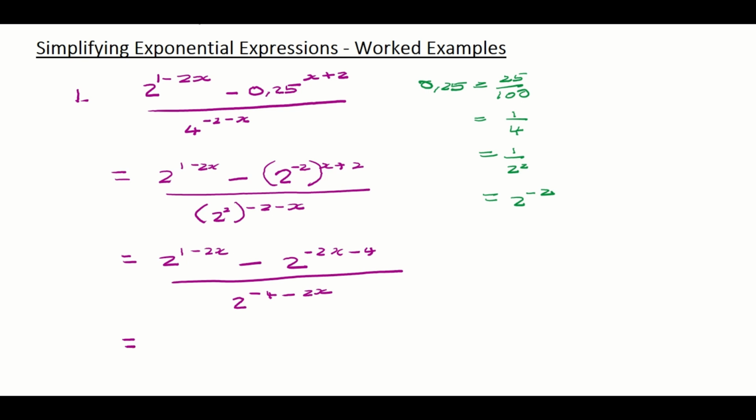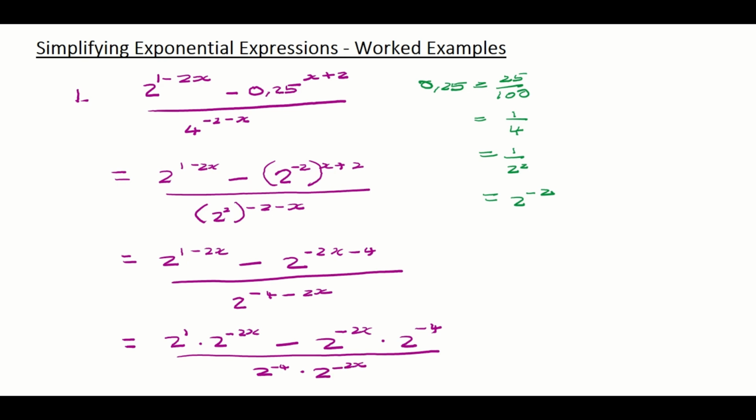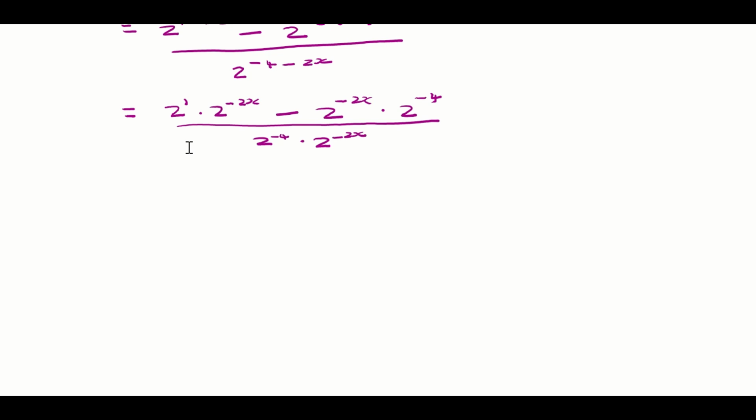Remember how we do that is we say 2 to the power 1 times 2 to the power negative 2x minus 2 to the negative 2x times 2 to the negative 4, all over 2 to the negative 4 times 2 to the negative 2x. So now that I've split all my powers, I can see clearly if I have any common factors. And if I do have common factors, I take them out so I can factorize and cancel.